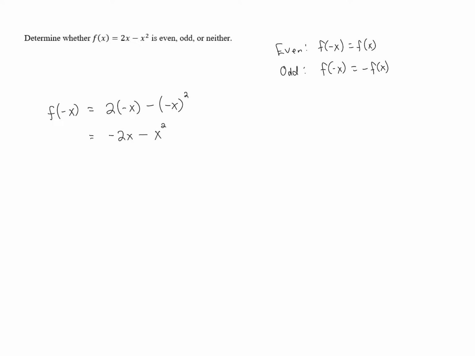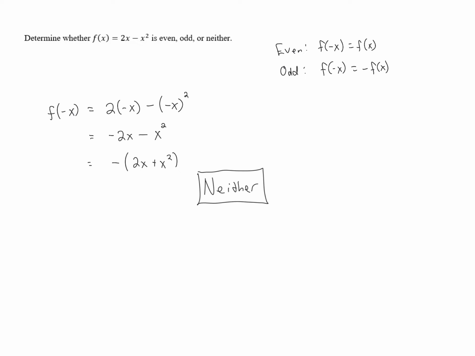We can see that pretty clearly. But it's also not the opposite of the original function. If we factored out a negative, that would give us 2x plus x squared on the inside. And that is not this function either. So this is a function that in the end is neither even nor odd.